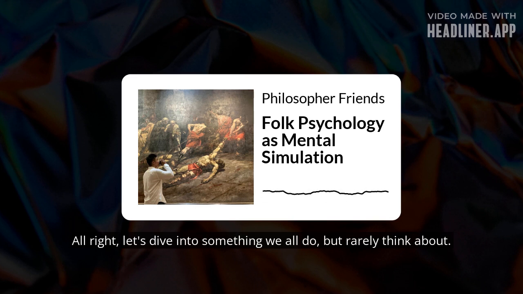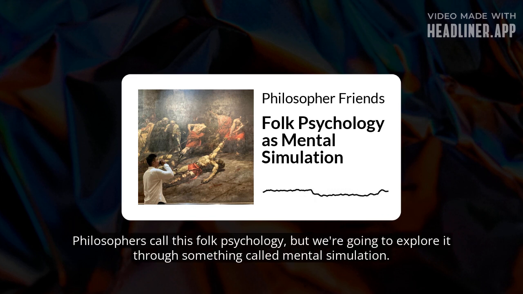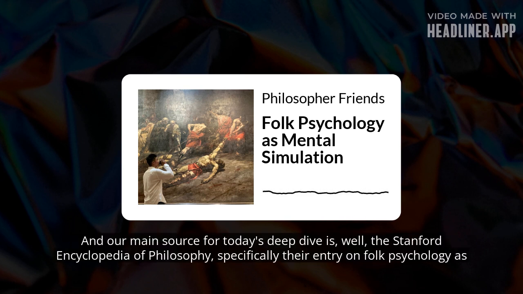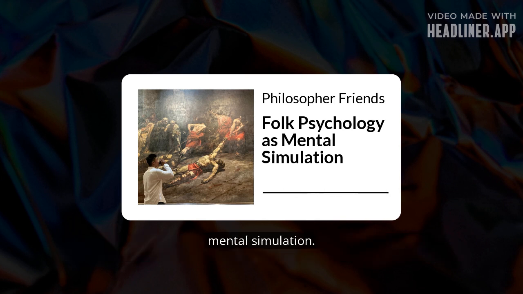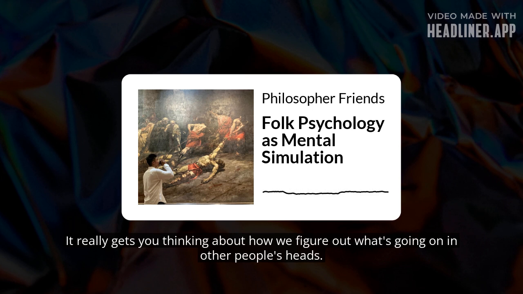All right, let's dive into something we all do but rarely think about. How we understand other minds. Yes, the age-old mystery. Philosophers call this folk psychology, but we're going to explore it through something called mental simulation. That's right. And our main source for today's deep dive is the Stanford Encyclopedia of Philosophy, specifically their entry on folk psychology as mental simulation. Pretty heady stuff, but we'll break it down. It really gets you thinking about how we figure out what's going on in other people's heads.